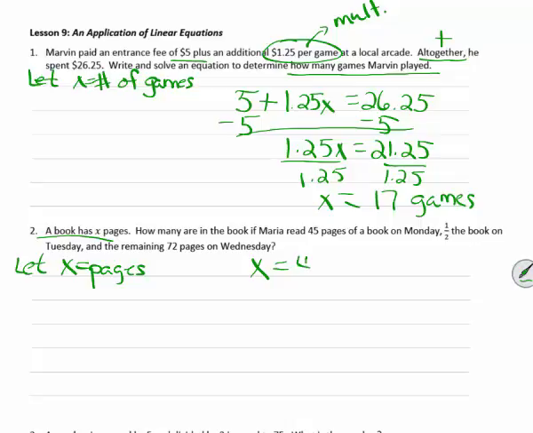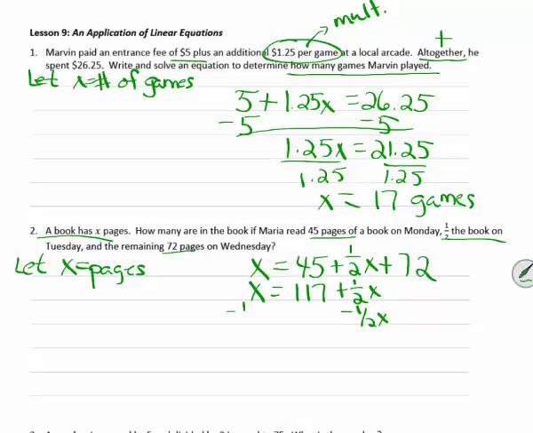So she read 45 pages on one day, half the book, half X, plus the number of pages she read on Wednesday. Combine our like terms. 45 and 72 is going to give me 117 plus half X. Get my variables on one side, so I have to subtract half X, remembering there's a little 1 here. So half X equals 117. Divide by a half, which means the book should have 234 pages.